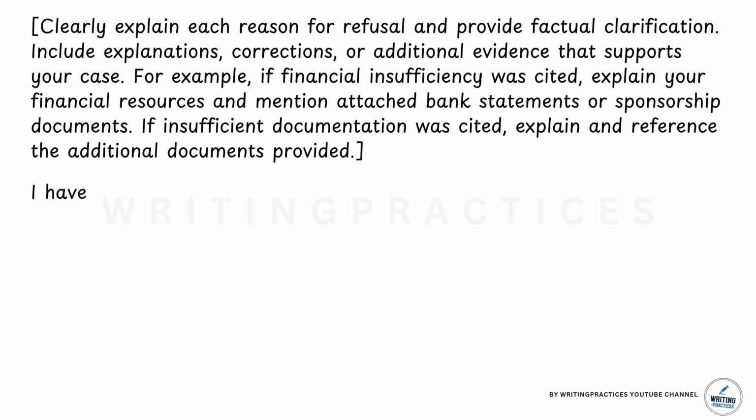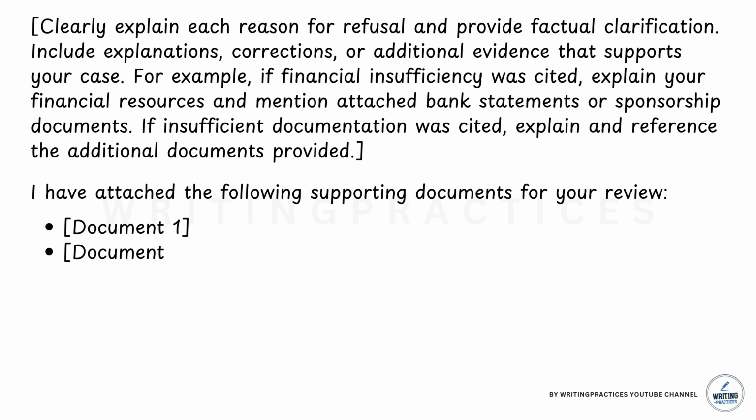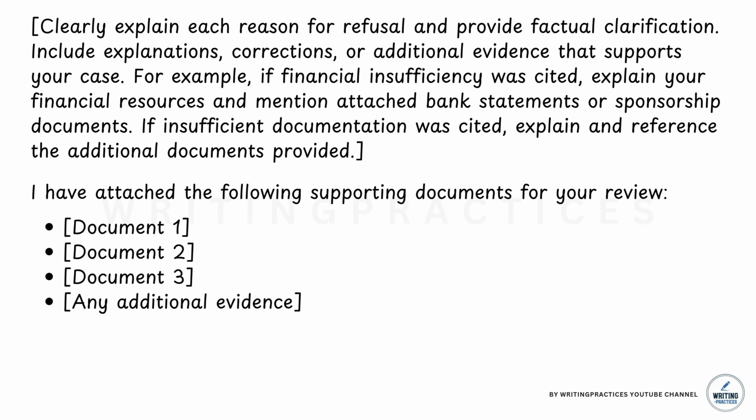Supporting documents section. This is where you list the documents attached to your appeal. Supporting evidence is essential for reconsideration. For example, I have attached the following supporting documents for your review: updated bank statements, notarized sponsorship affidavit, university enrollment confirmation, proof of tuition payment receipt. Label your documents clearly and organize them in the same order you mention them.